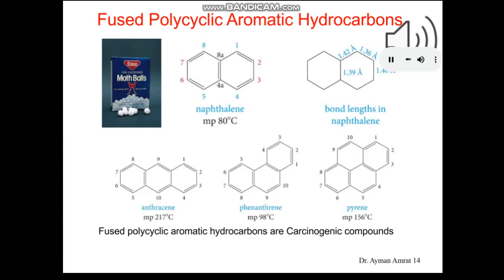Pyrene is composed of four fused benzene rings, and the melting point increases as the number of carbons increases. This is the reason why pyrene has a melting point higher than anthracene and phenanthrene.